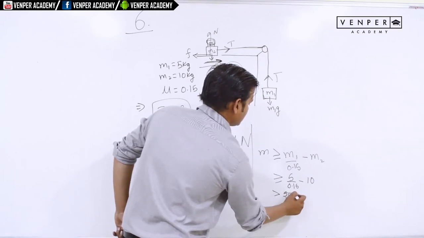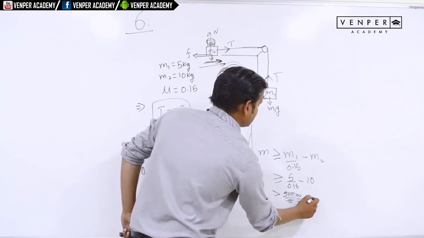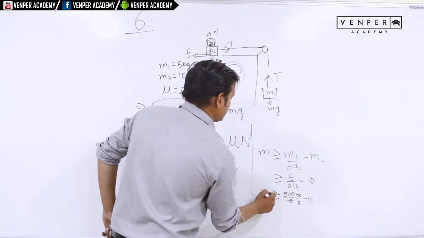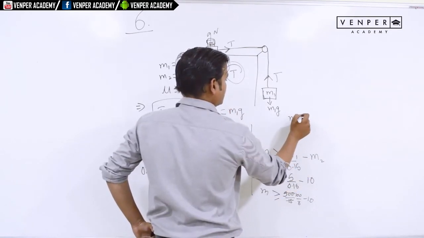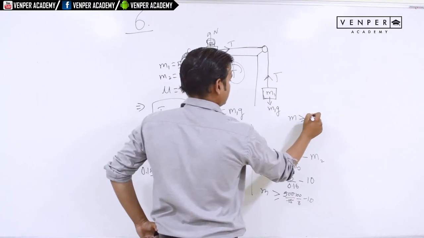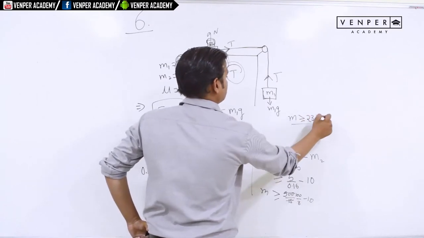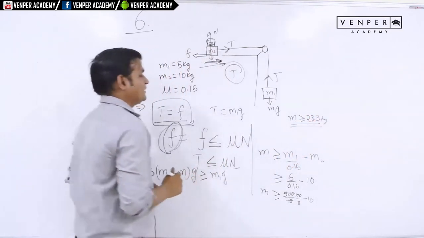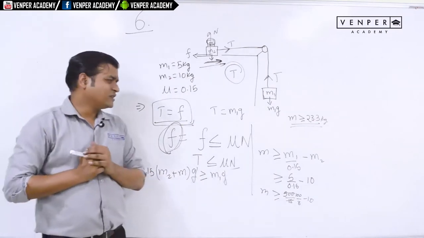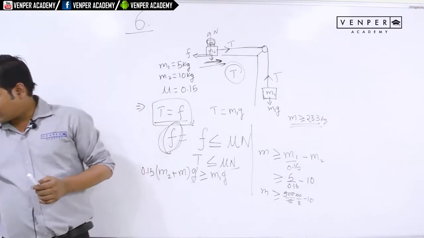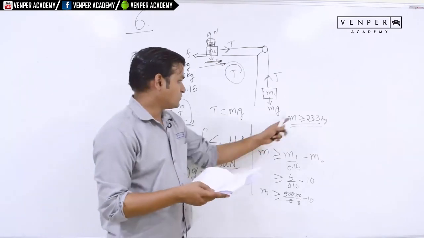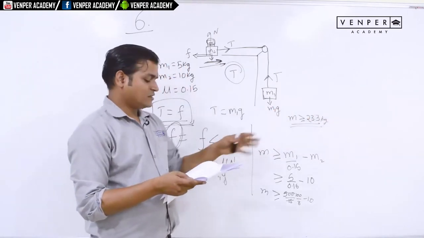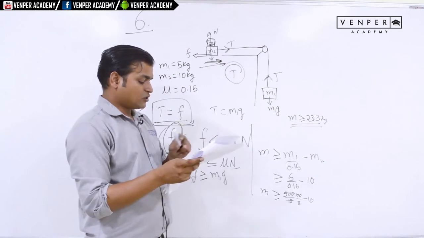Just solve this one: 100 by 3 minus 10. So m should be greater than or equal to this value. What value do we get? m should be greater than or equal to 23.3 kg. So the minimum mass required is 23.3 kg. If m is greater than 23.3 kg, then you can say that this object will not move.